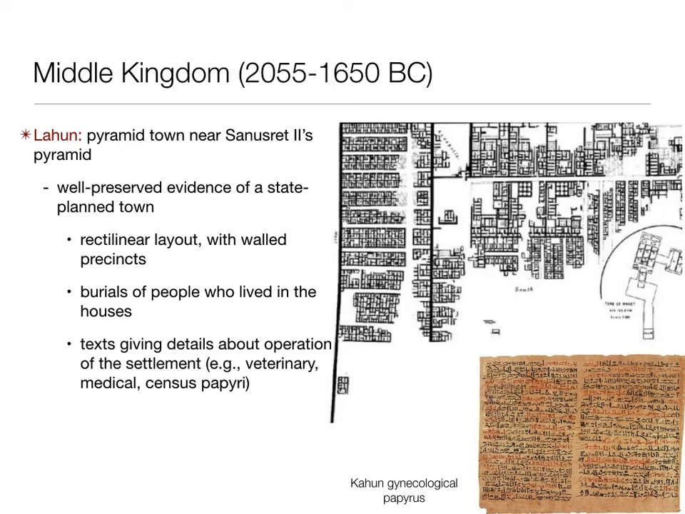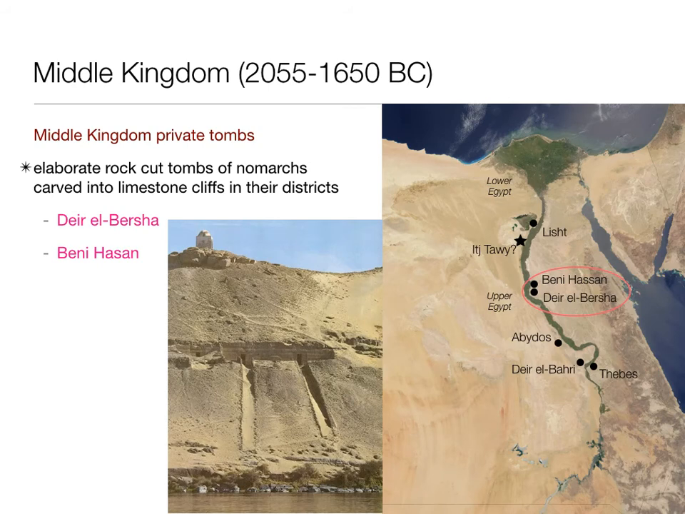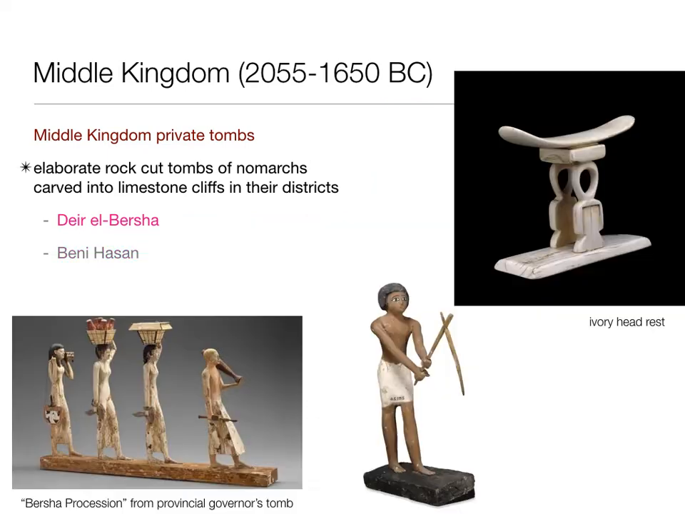So this is an interesting version of a Middle Kingdom pyramid town, or a state-planned town. But again, we see the continuation of these private tombs for elites, overseers, wealthy people, etc. And two of the most famous that were excavated also by the Museum of Fine Arts in Boston are Deir el-Bersha and Beni Hassan in the kind of middle Nile Valley. And these were private rock-cut tombs that provide a lot of really interesting information.